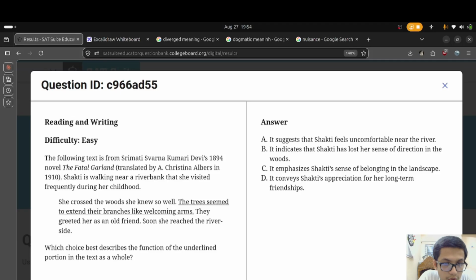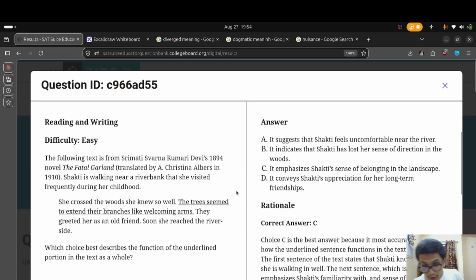She greeted her as old friends when she reached the riverside. So it did not say that Shakti had appreciated their long-term friendship, but it says old friend. Okay, so if they pointed out option D here, then we would have picked D, because long-term friendship, old friend, that would have said that. So I think it should be option C. Yeah, see, now, we could have given that option D. Now I'm going to tell you why it will not be option D.